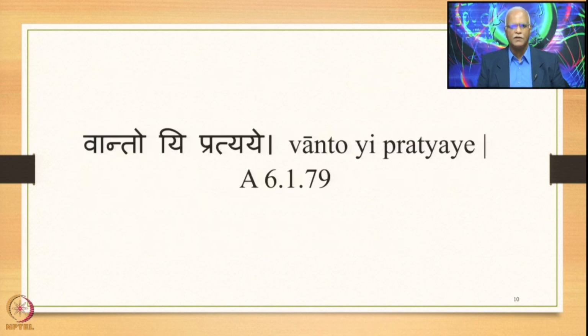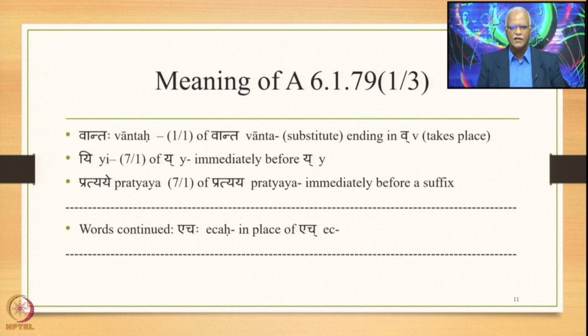Let us now study Vanto yi pratyaye 6.1.79. There are 3 words in the sutra. Vantaha, which is 1/1 of Vanta, meaning a substitute ending in va. A substitute ending in va. That substitute takes place. Yi is 7/1 of consonant y, which means literally immediately before y, immediately before the sound y. Pratyaye is 7/1 of pratyaya, meaning immediately before a suffix. Words continued from the previous sutra are Echaha, from the previous sutra Icho Yavayavaha 6.1.78, and Echaha means in place of Ec.